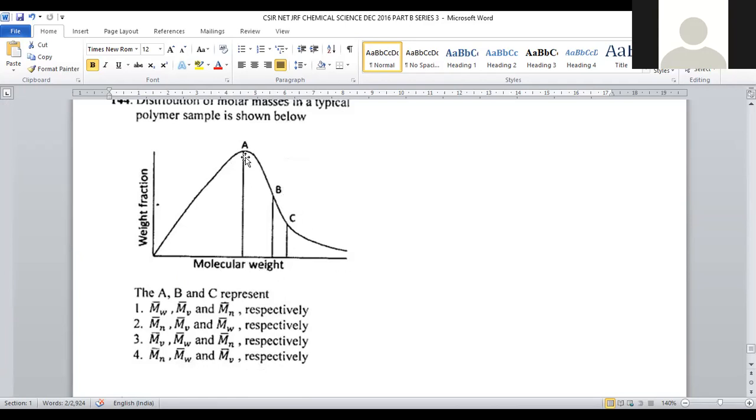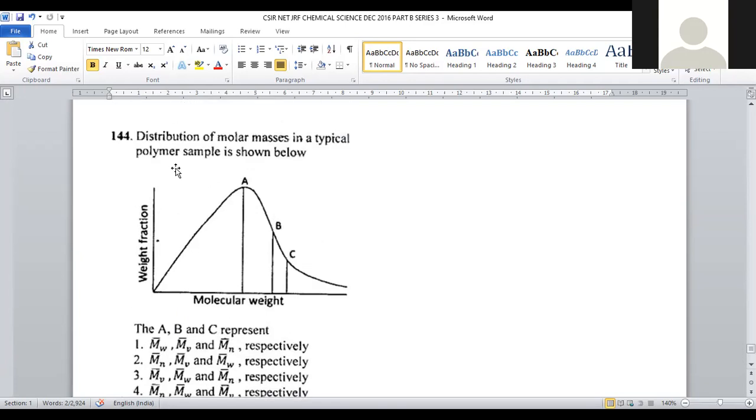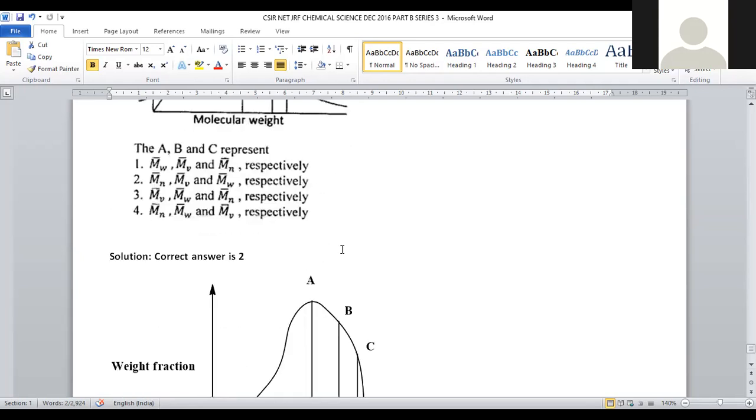In this curve, the peak areas are represented with the A point, the next with the B point, and the next with the C point. What are A, B, C? So this is for a polymeric sample.